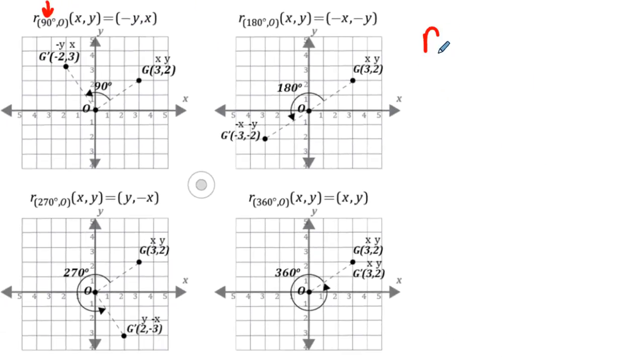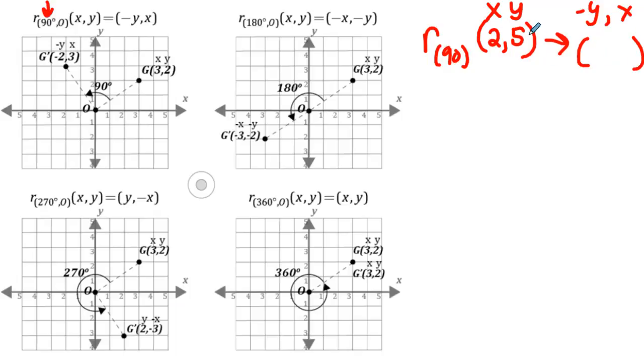Say you had the rotation of 90 degrees of the coordinate 2, 5. So this is the x, this is the y. What happens is that they flip around, right? So we get negative y, x. So the negative y, a negative of 5 would be negative 5. And you guys tell me what the x would be. So the x, we need to flip it over to this side. Okay, so 2, 5 becomes negative 5, 2.